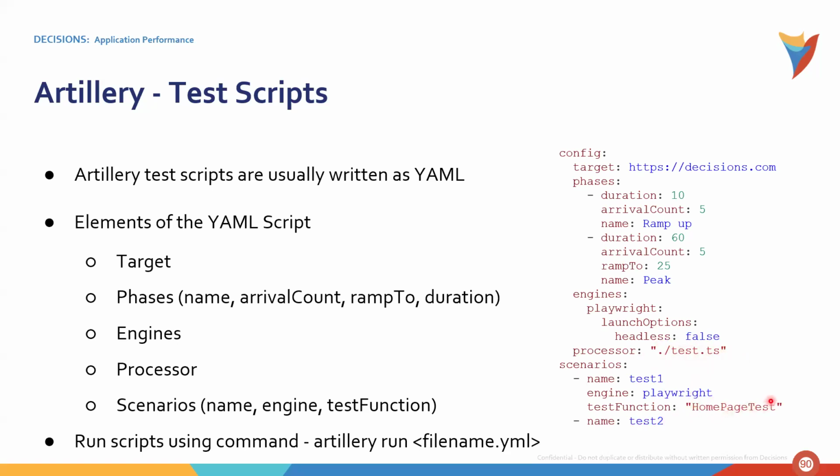Then there is one more scenario called test2. It's again using Playwright, but this time the function it's executing is contact page test. Any questions? No. All right.